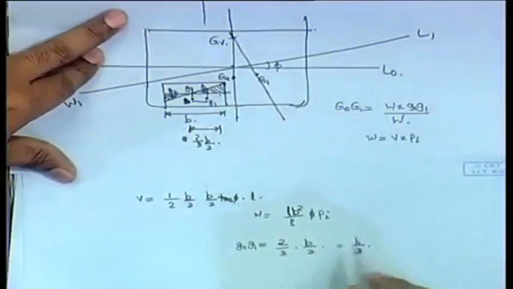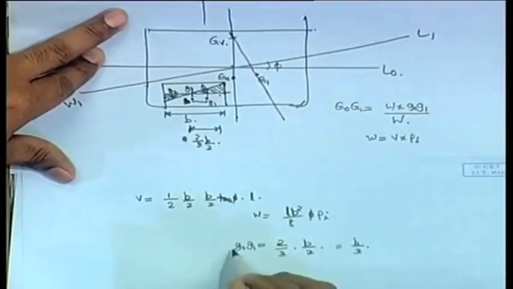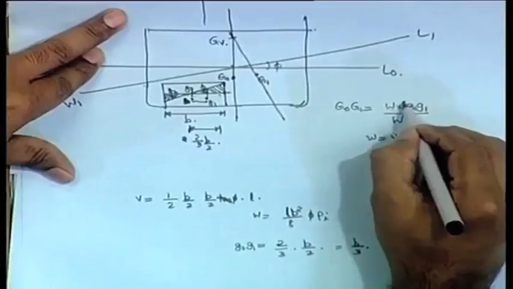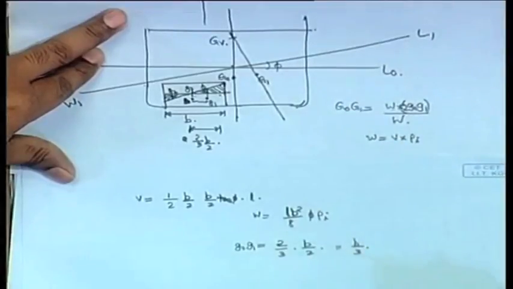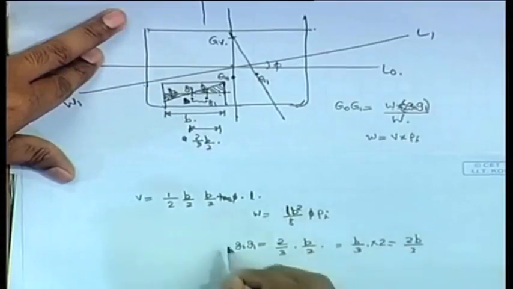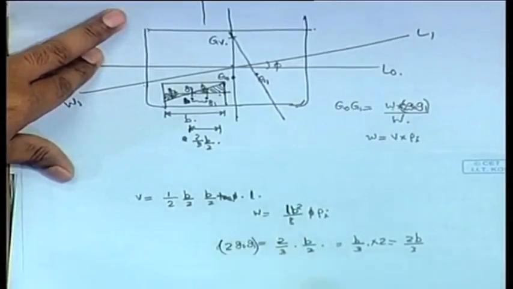So, this is not G0 G1, it should be 2 G0 G1. You have to clearly understand. So, this will be twice this. So, this will be 2b by 3, twice G0 G1.